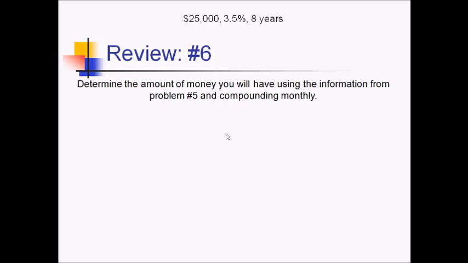For this problem, we want to determine the amount of money we'll have using the information from problem 5, which I've copied up there for us, and we're going to compound monthly now instead of annually like we did in the original problem. So we're still going to use PB to the t. The difference now is that we're going to change the b value up a little bit to account for this monthly compounding. So our b value in general is going to use this formula, 1 plus r over k to the k power. R is your rate, so that's going to be 0.035. We're expressing it as a decimal.